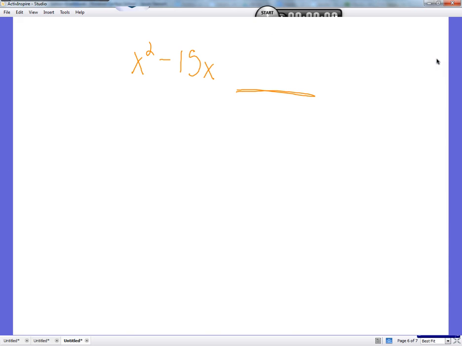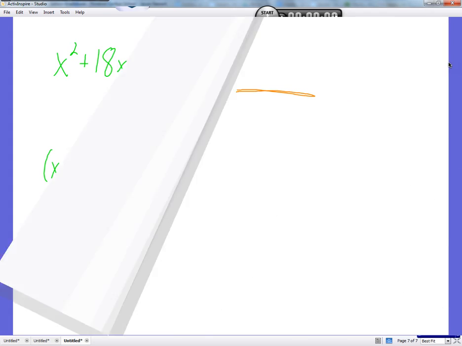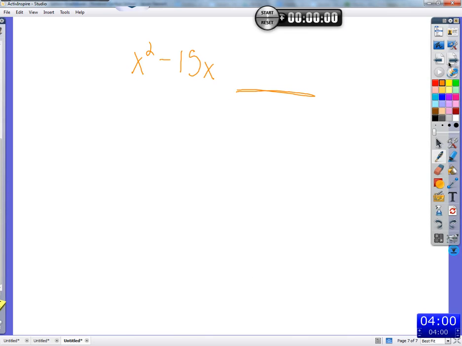We made up this little formula thing, right? Yeah. And I ended up with x squared minus 15x plus 56 and 1/4. I'm going to make it a fraction. A fraction. So how did you do it then? Let's do it the same way, but we'll wind up with a fraction.